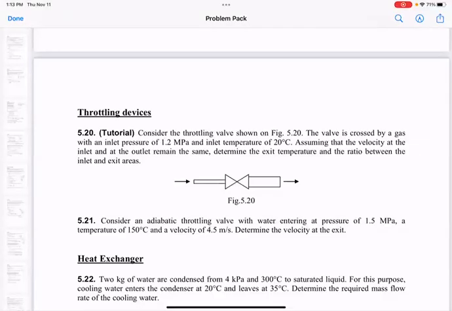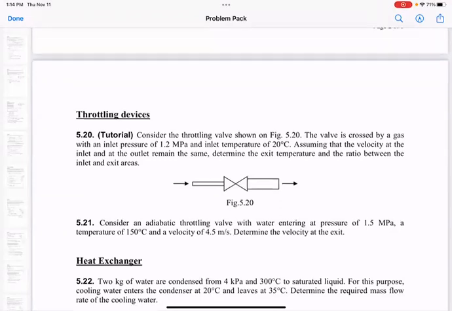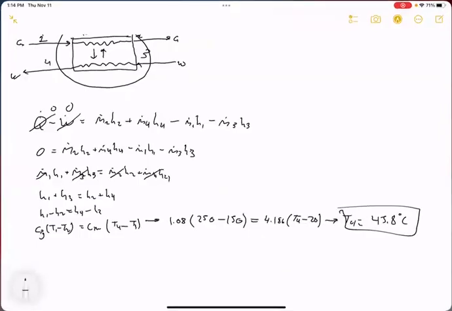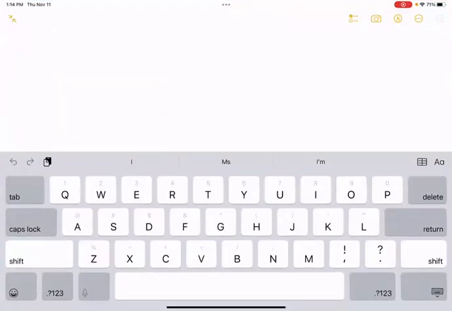So question 5.20, there's a throttling valve, which gas is flowing through, coming in with a pressure of 1.2 megapascals and a temperature of 20 degrees Celsius. Assuming the velocity is the same at the inlet and the outlet, what's the exit temperature and the area ratio between the inlet and exit? So this is our first throttling valve question.